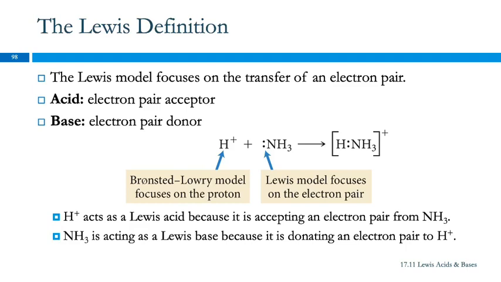That's opposite of hydrogen, because hydrogen and electrons are kind of opposite of each other, right? So the Bronsted-Lowry looks at the proton that's being donated, and the Lewis model looks at the electron pair. So H+ is acting as a Lewis acid because it's accepting this electron pair from the nitrogen. So, hey, we're going to share this electron pair. And NH3 acts as a Lewis base because it's donating the electron pair to hydrogen.